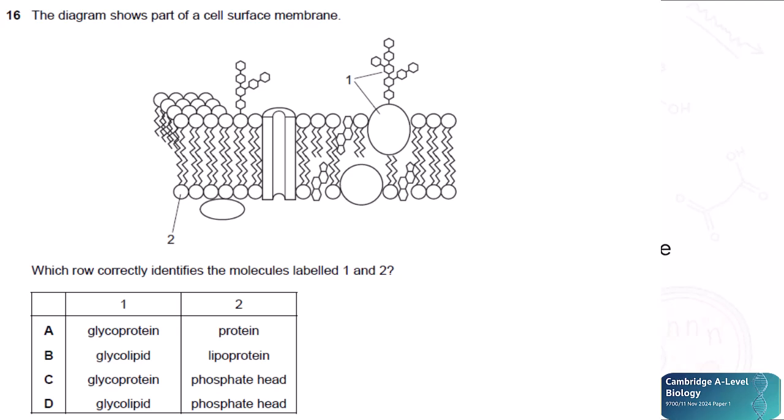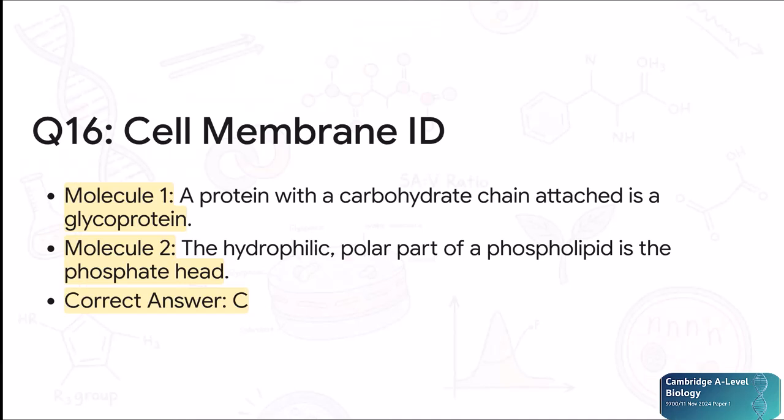Let's identify these molecules. Molecule 1 is a protein, and you see that branching chain coming off it? That's a carbohydrate chain. So what do we call a carbohydrate attached to a protein? Glyco for sugar, protein for protein, it's a glycoprotein. These are super important for things like cell-to-cell recognition.